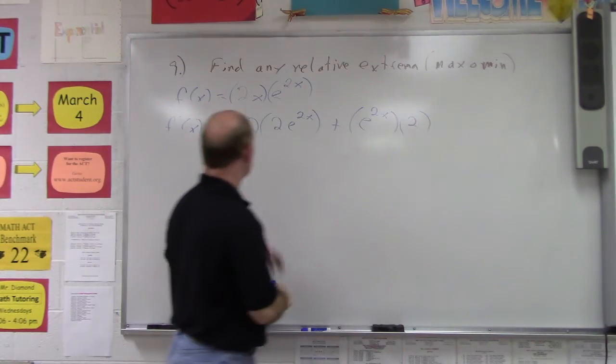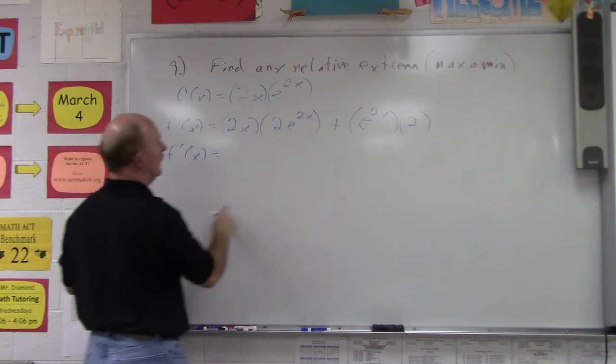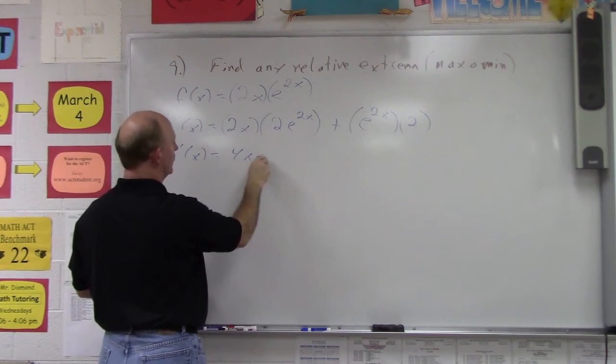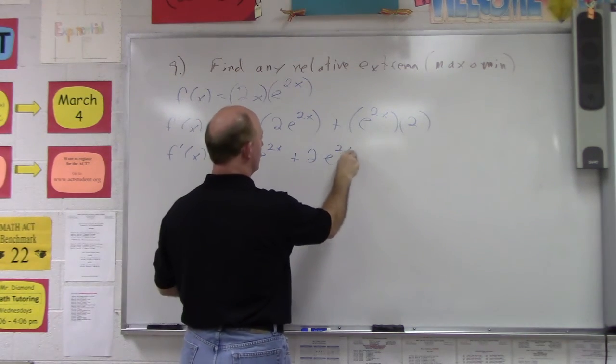Erase that. Now let's see if we can simplify it a little bit. So our derivative, 2 times 2 gives us 4x e to the 2x, plus 2e to the 2x.